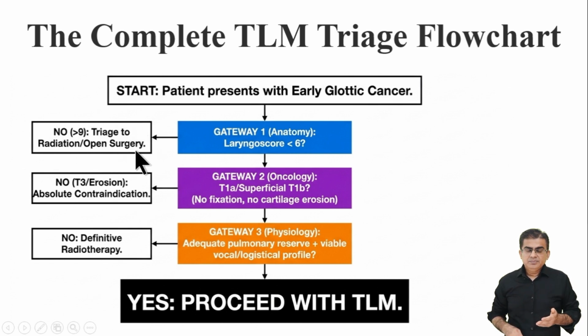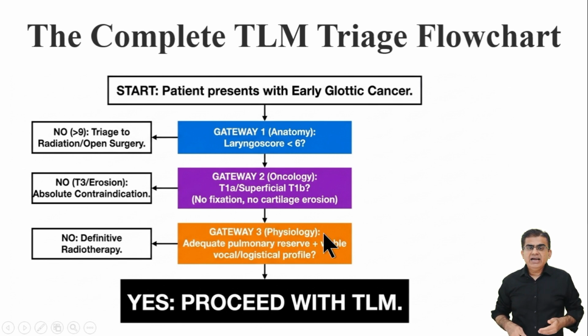If they pass, they move to gateway 2, which is the oncological assessment. We actively look for ideal superficial tumors like the T1A or superficial T1B lesion. If we see absolute contraindications like vocal cord fixation or cartilage erosion, they fail the second gateway. If the tumor is oncologically appropriate, they finally reach gateway 3.